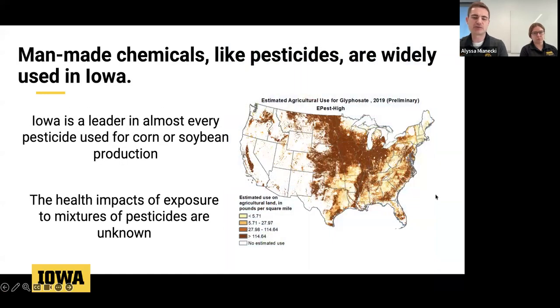Another big issue that we have here in Iowa and other parts of the country and the world is really this topic of emerging contaminants. I've got pesticides shown here as an example because we use a lot of pesticides in Iowa. Pretty much every pesticide that's widely used on corn and soybeans, Iowa is a leader in. And so this is a map showing glyphosate, which is the number one pesticide that gets used in Iowa nowadays. And so we're kind of at the center of the bullseye when it comes to glyphosate application.